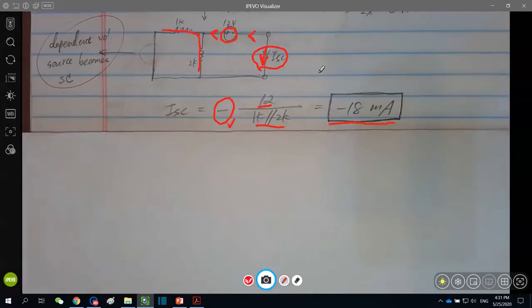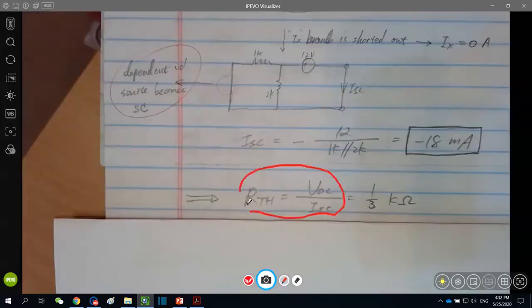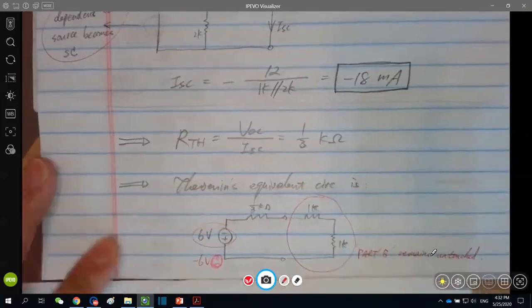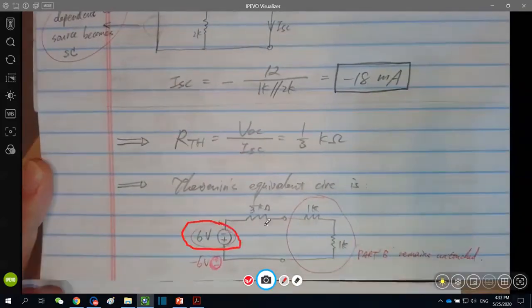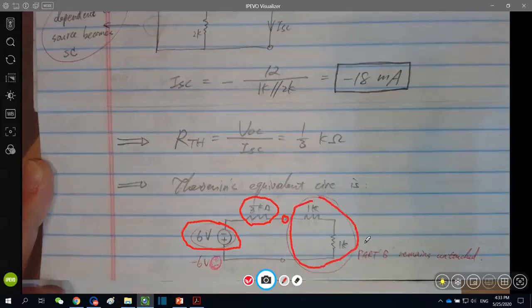So after finding ISC, RTH equals VOC divided by ISC. It turned out to be 1/3 kilo ohm. Now we have RTH and VTH. So the Thevenin equivalent circuit is like this: VTH connected in series with RTH through terminals A and B, feeding part B. And here, VTH equals negative 6 volts with this polarity, equivalent to positive 6 volts with opposite polarity. So this is the solution for example 4.